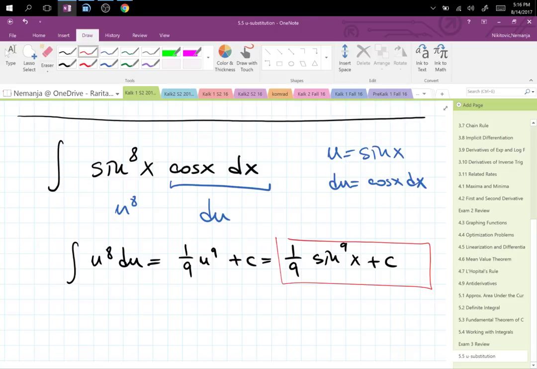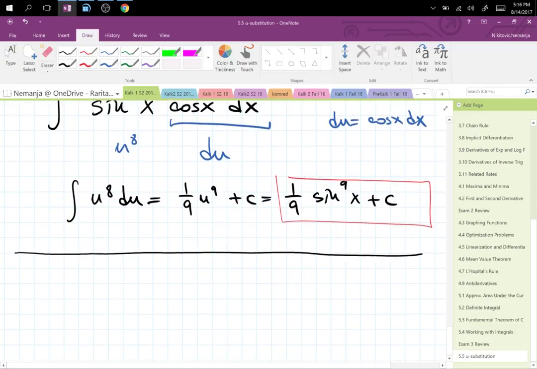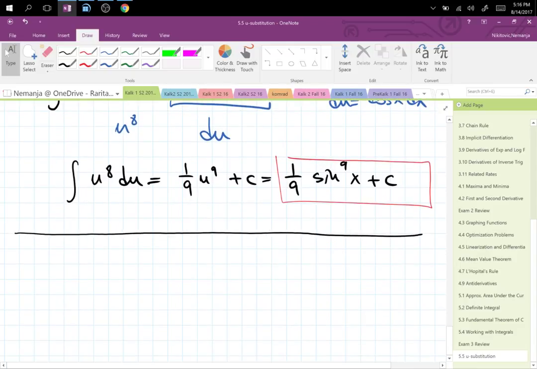Now, these kinds of problems will be taken to the next level in Calc 2 with the trigonometric integrals. So let's see what else is cool. How about secant squared x tangent cubed x dx?